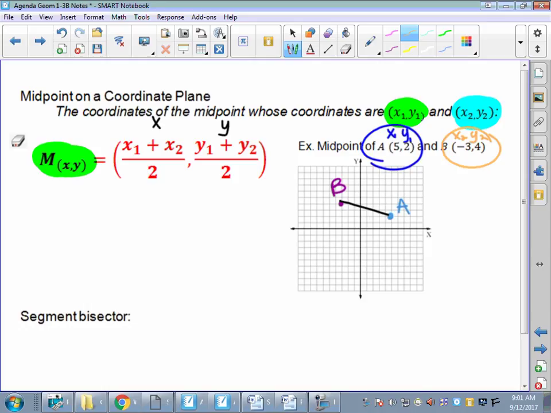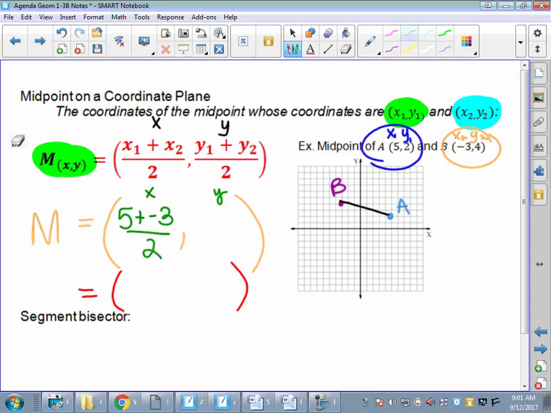So if we're going to find the midpoint, I'm going to put this in a big parenthesis. It's 2 problems in one parenthesis, my x coordinate and my y coordinate. The x coordinate comes from the average of my x's. So x1 plus x2 would be 5 plus negative 3 over 2. What's 5 plus negative 3? 2 over 2 gives me a 1.